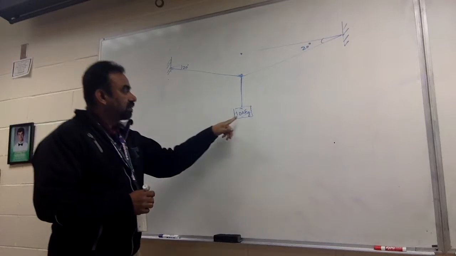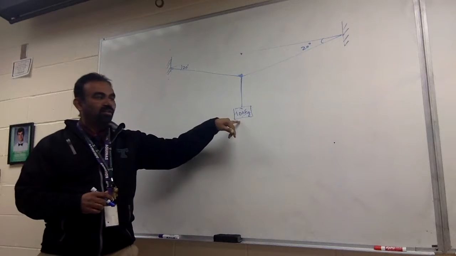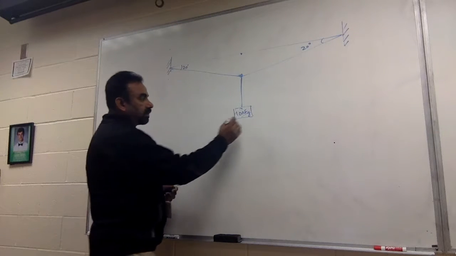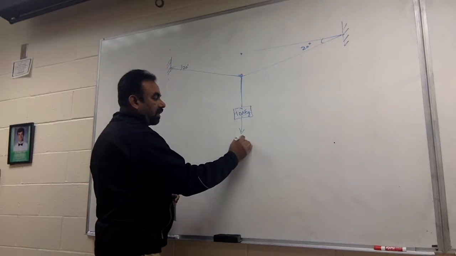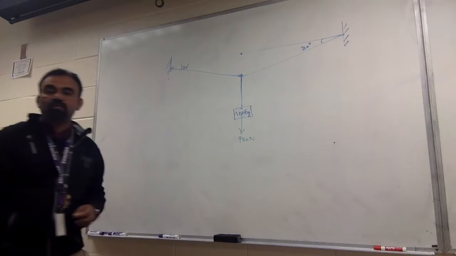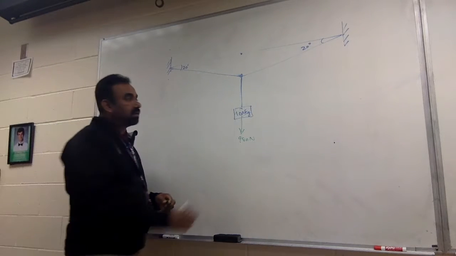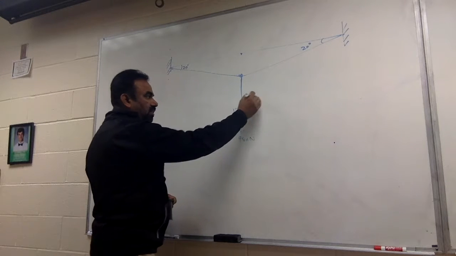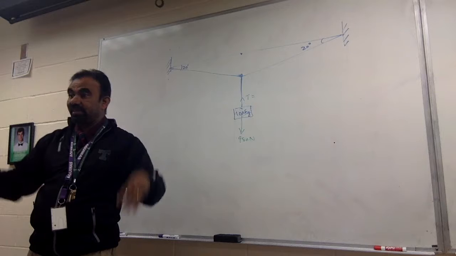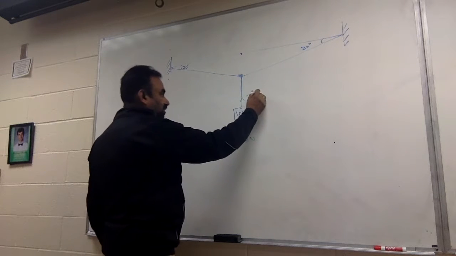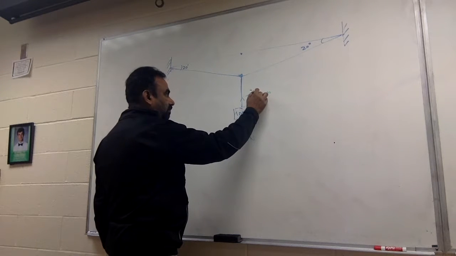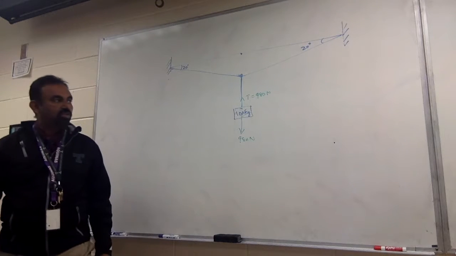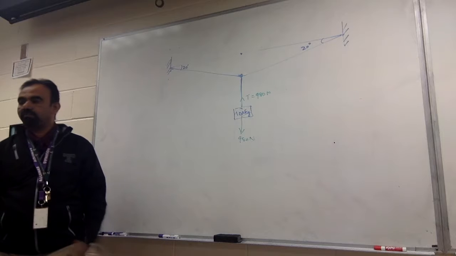So this is 100 kilograms. Let's find out the forces acting on this. One is 980 newtons acting straight down. What's the other? The tension here. How much is the tension when the whole thing is still? What tells you that? What law? First law. So the tension there is 980.